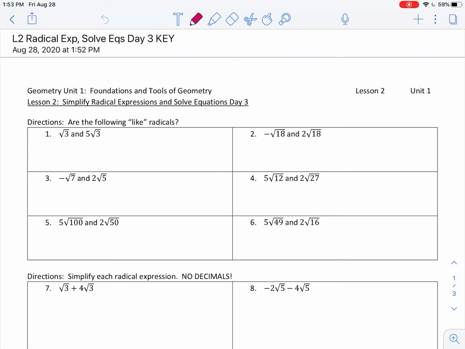Hi class, we are on lesson 2, day 3. We are almost done dealing exclusively with radicals. The next lesson actually gets into real geometry topics, but for now we need to finish simplifying radicals, dealing with like terms. You should be in your workbook.